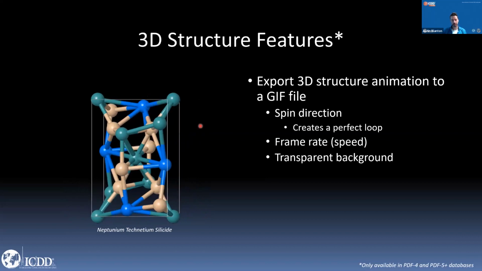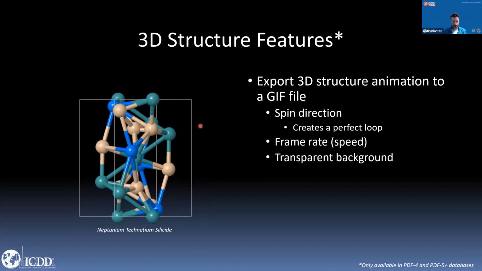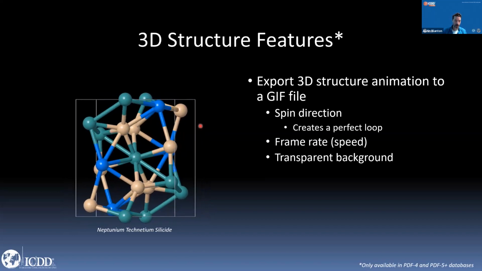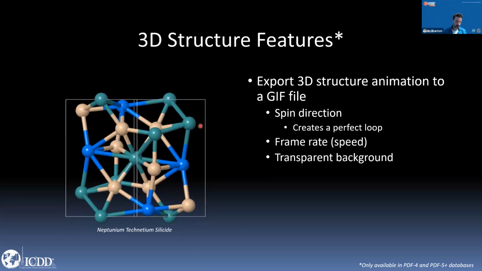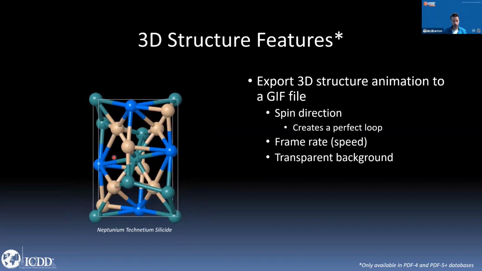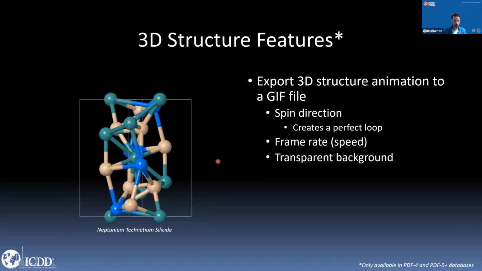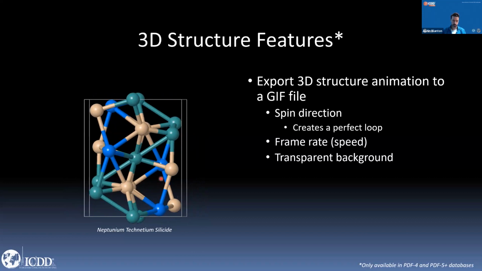You can also set the frame speed. So this is the frame rate of the spin. So you can set it to a slow, a medium, or a high speed. And you can also set whether or not you want a transparent background or if you want a solid background. So in this example on the left, I actually set it to a transparent background because I wanted the background of the PowerPoint presentation to show through.